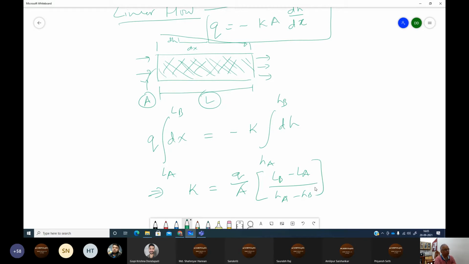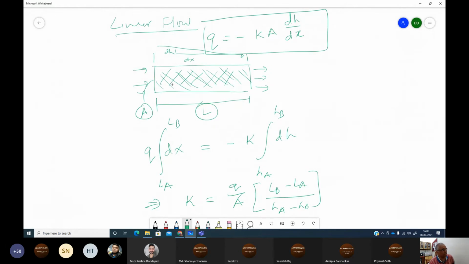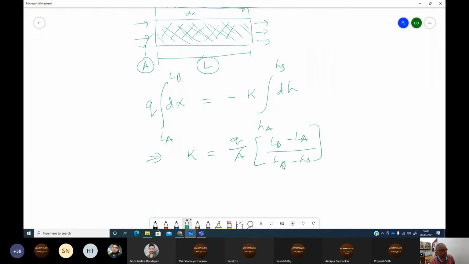And if you do the test, then all these data will be given to you. This L will be given to you, which is basically LB minus LA. And this hydraulic head will also be given to you. And the cross-sectional area you will also know. You are going to measure this Q. Now you see here, in an experiment this one remains the same. A is constant.